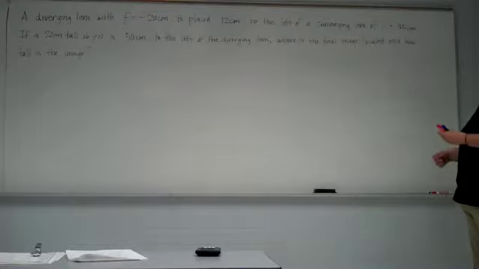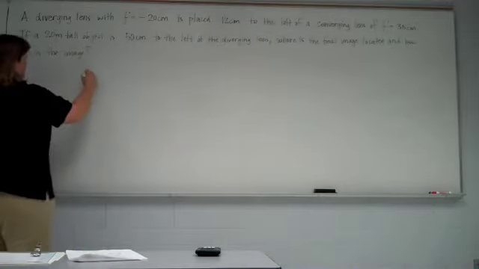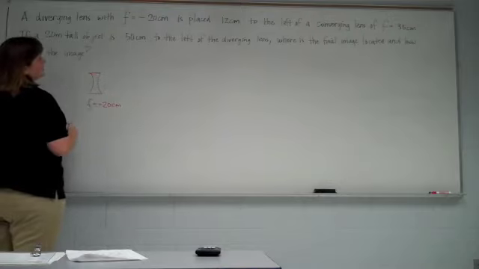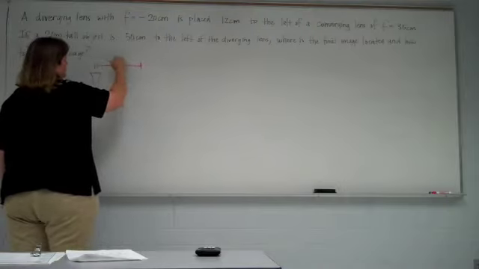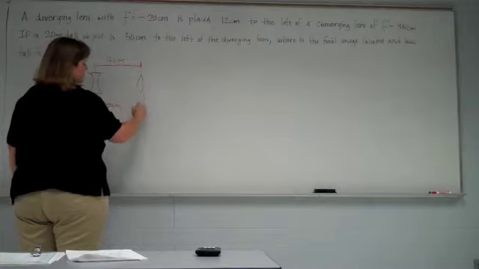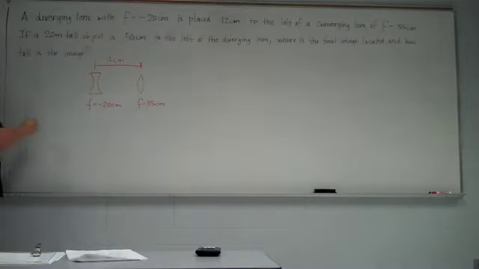So we have a diverging lens with a focal length of negative 20 centimeters, placed 12 centimeters to the left of a converging lens with a focal length of 35 centimeters. A 2 meter tall object is 50 centimeters to the left of our diverging lens. We want to find where the final image is located and how tall the image is.